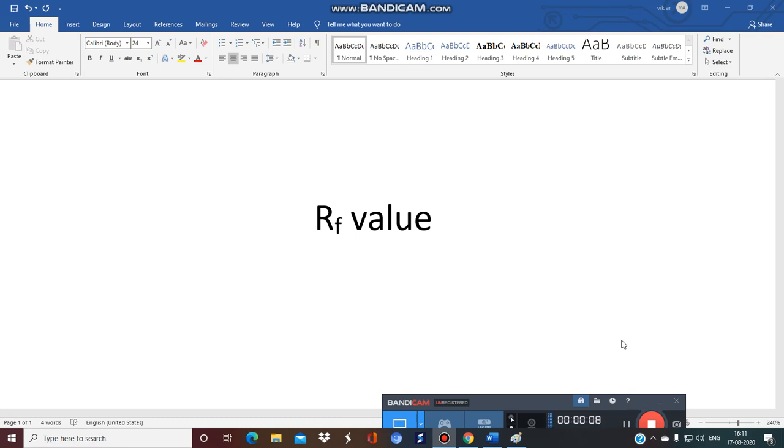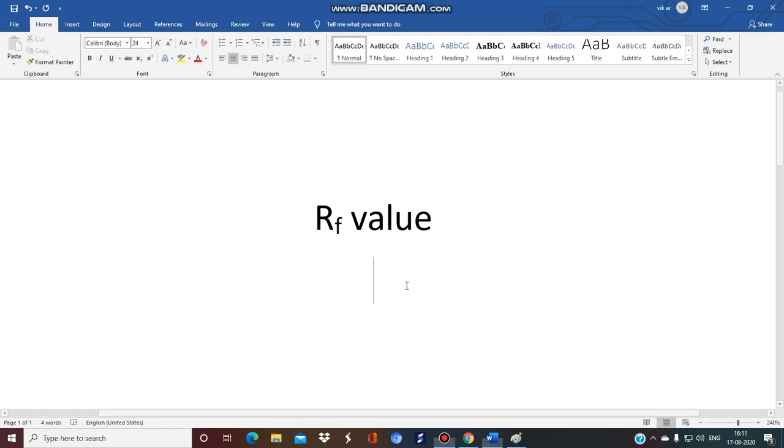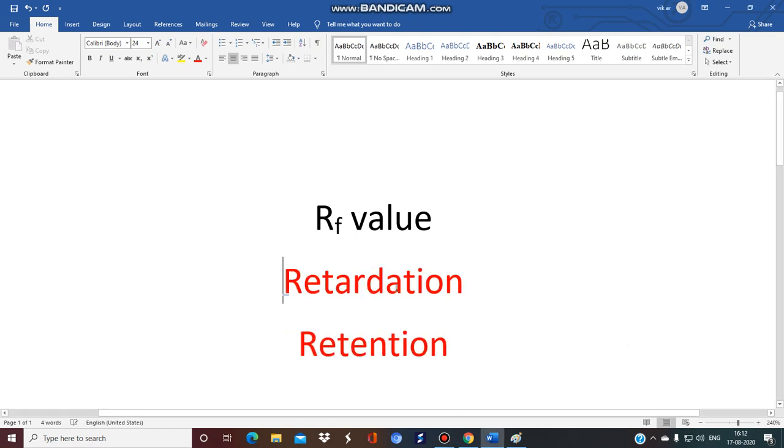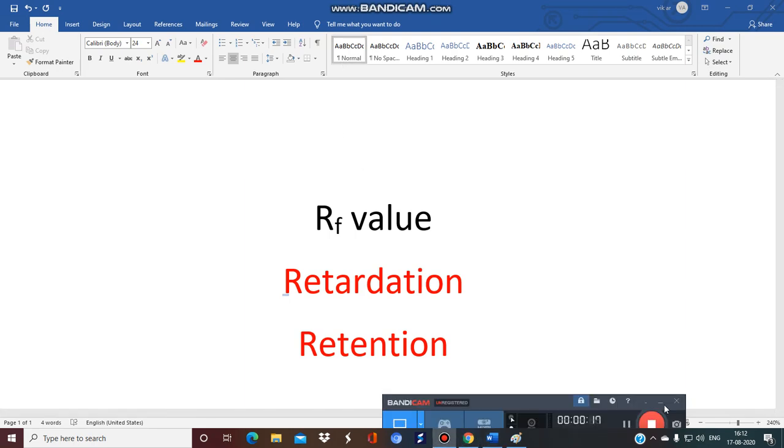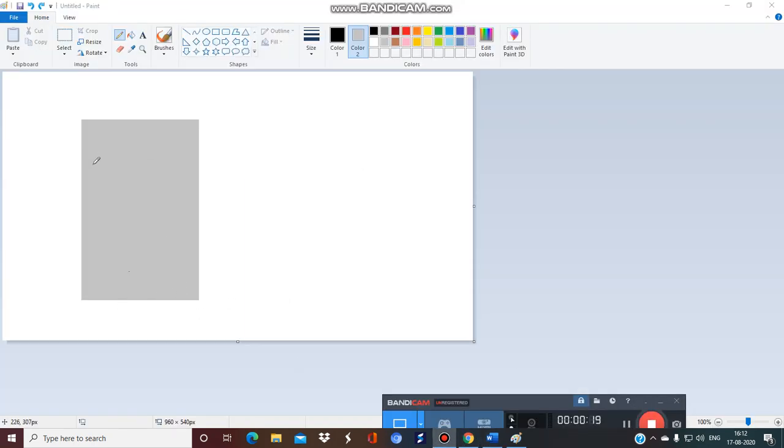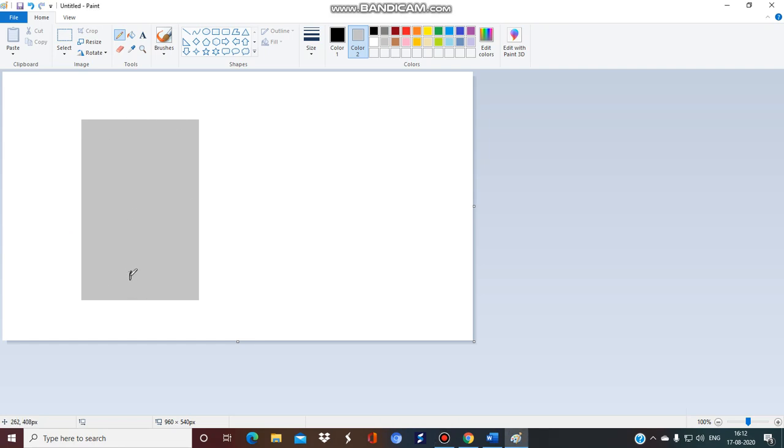So let's talk about the interpretation of the TLC, that is the RF value. RF value is known as the retardation or the retention factor. Just see, suppose this is your TLC plate and here is your application of spots. Here you apply your spot.